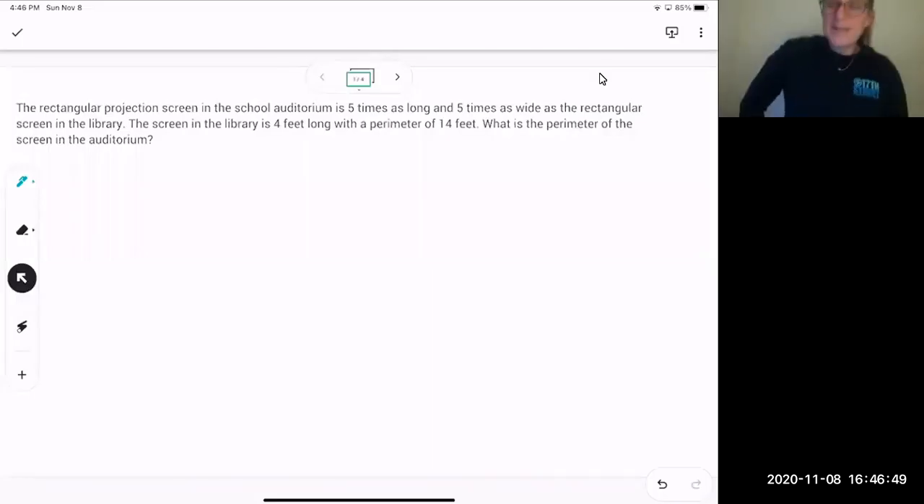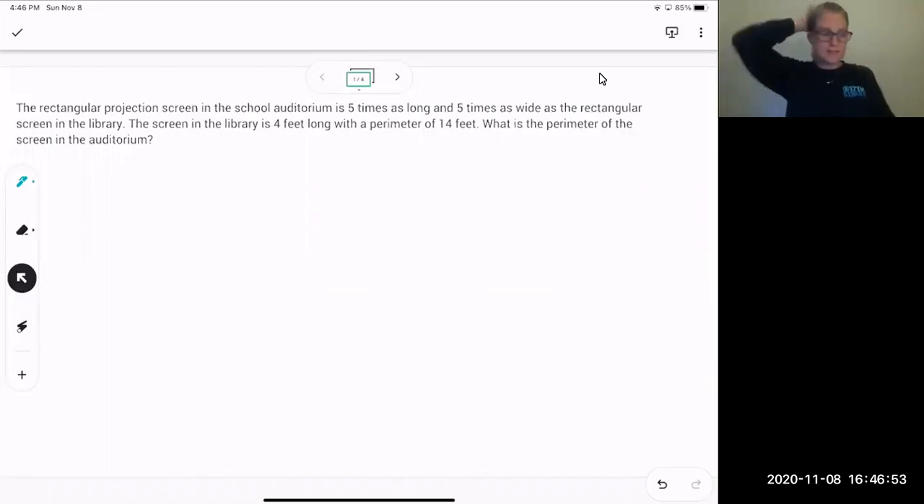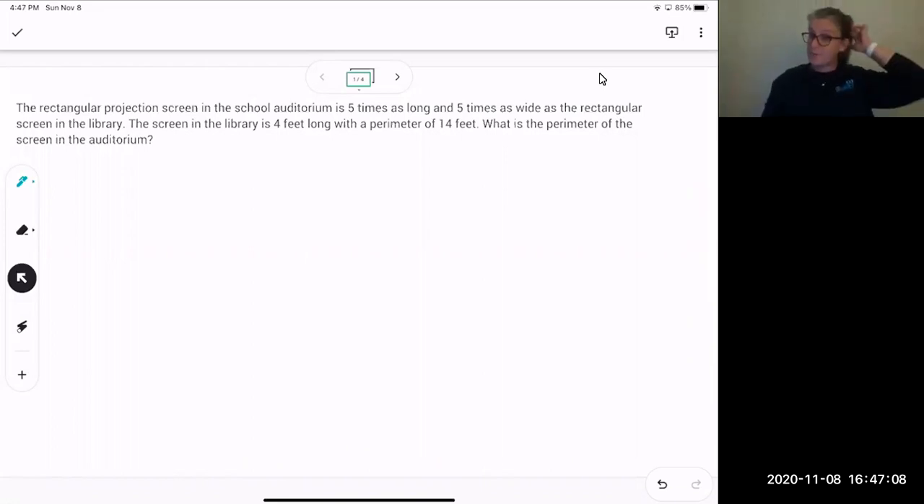Hi guys, today we're going to do module 3, lesson 3, and we are going to work on solving multi-step problems using area and perimeter. So we're going to walk through 3 different problems that we are going to work on figuring out together.